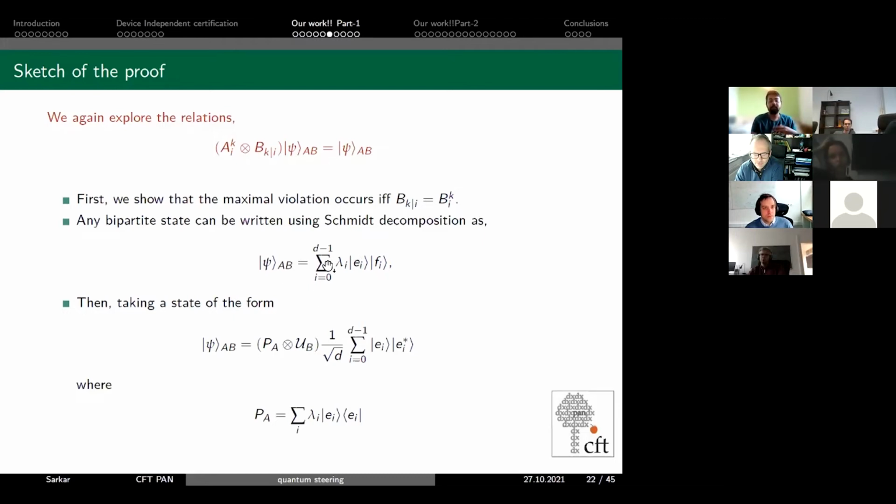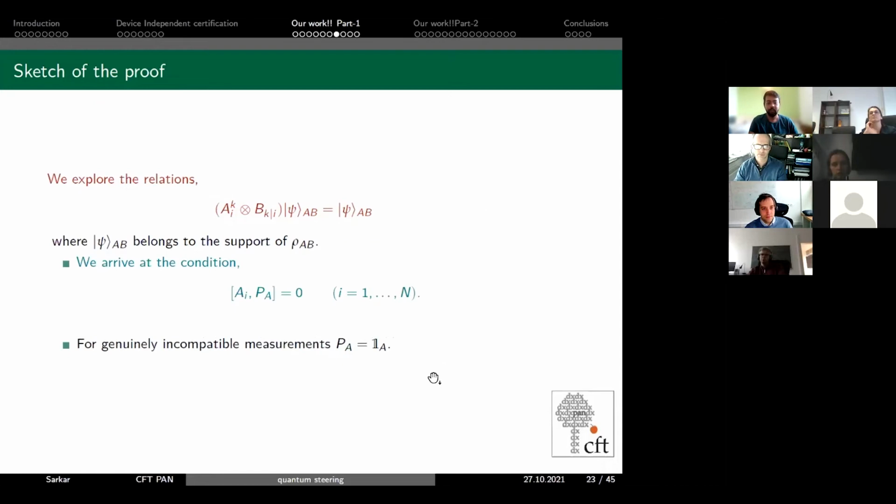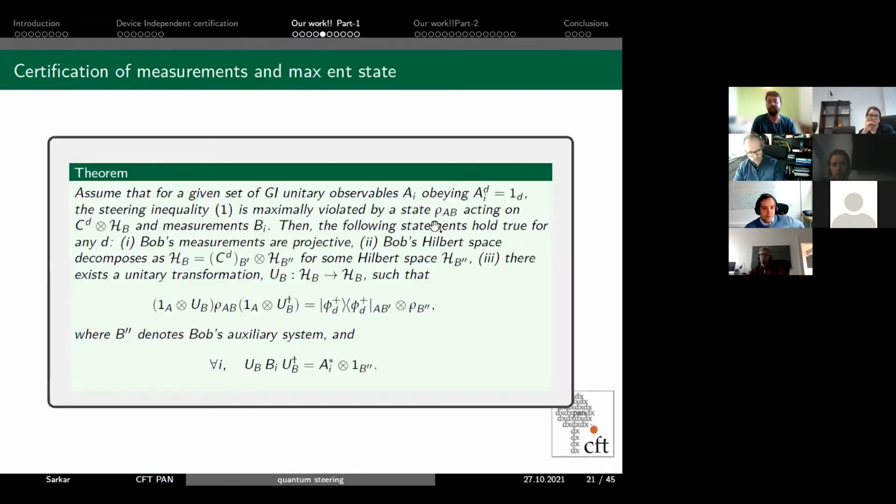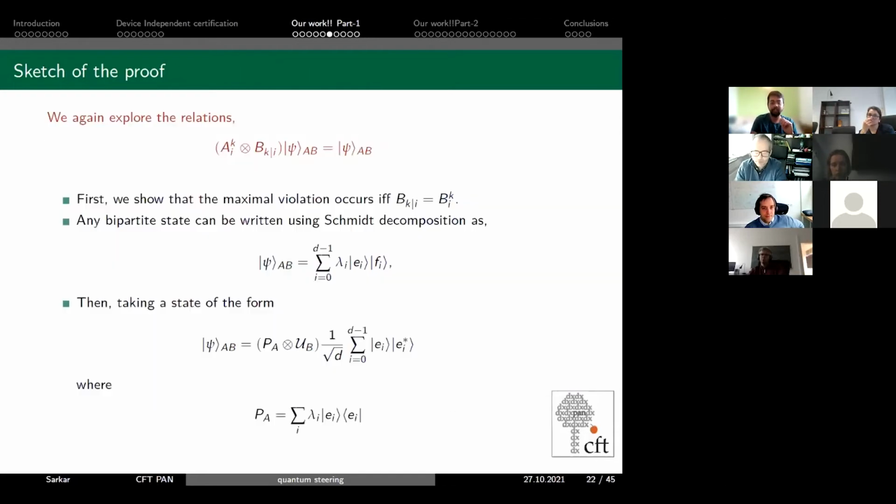And then we write this state in a form like this, where, as you can see, this is like a matrix times the maximally entangled state. So we choose a unitary U_B such that you can map these f_i's to the conjugate of the basis of Alice's basis, so that it comes into a form like a matrix times the maximally entangled state. So now what you can prove, just for a remark, is that these psi_AB's belong to the support of rho_AB, which is defined here, the state which is shared between Alice and Bob.